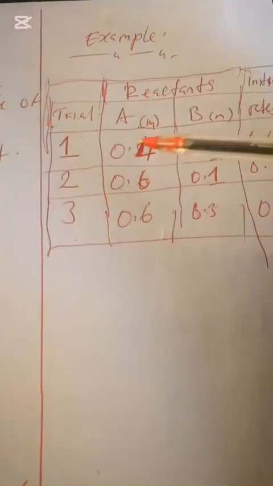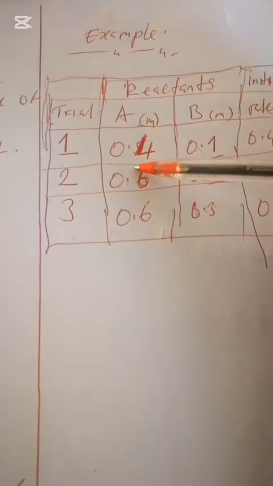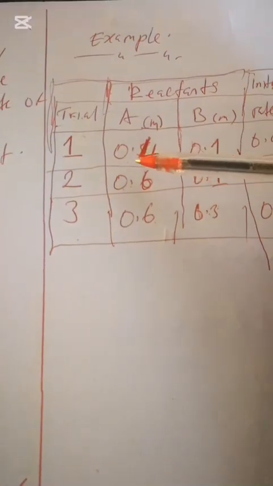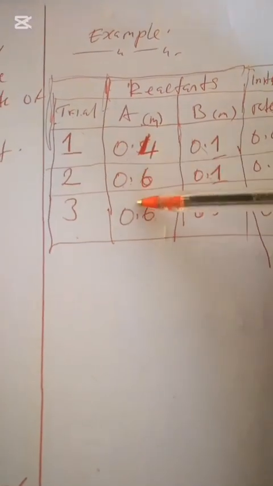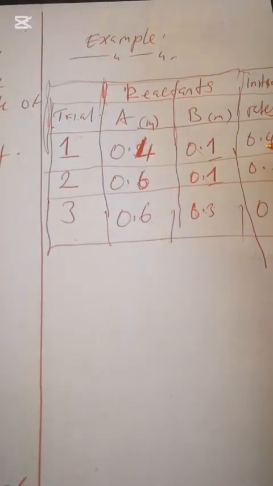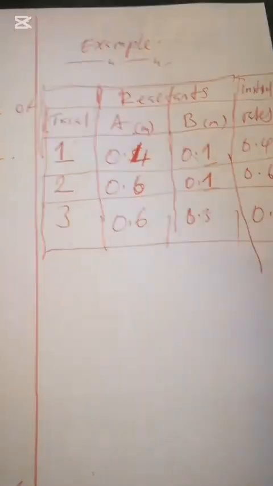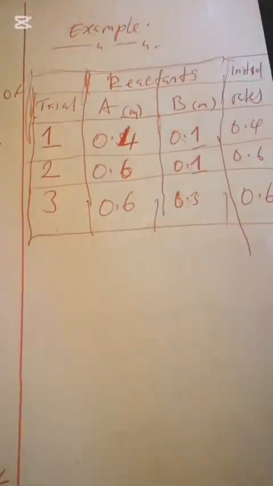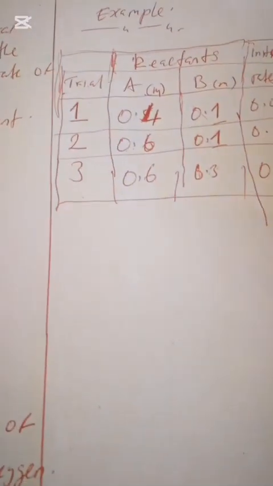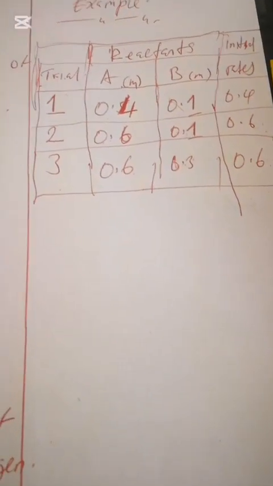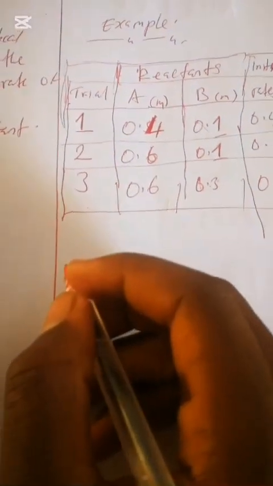But when you look at A, it was 0.4 and they increased it to 0.6. The rate changed from 0.4 to 0.6. So A has an effect on the reaction. Now they ask us to find the reaction orders.